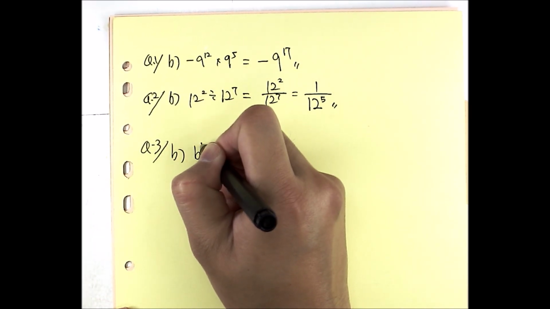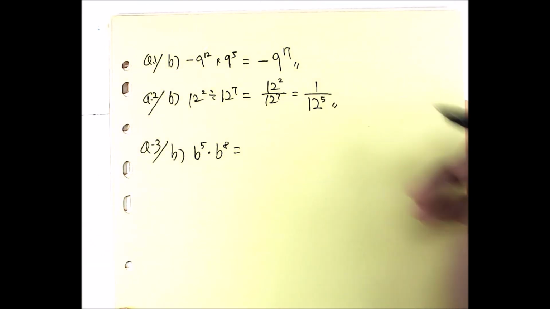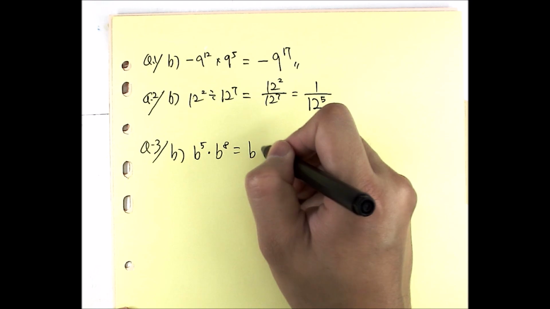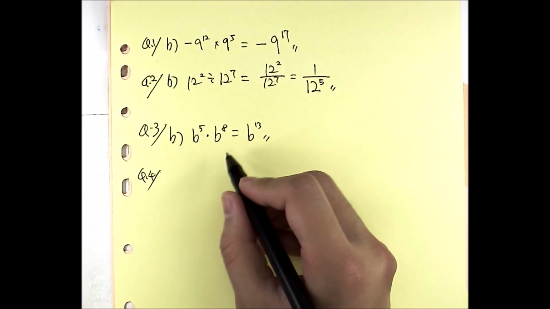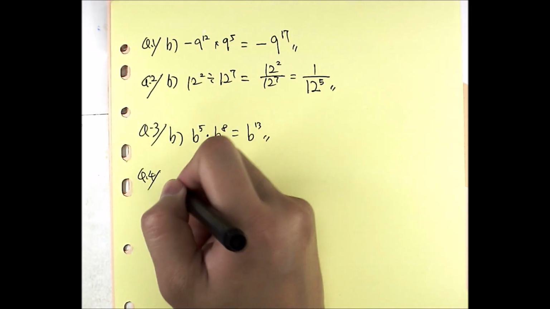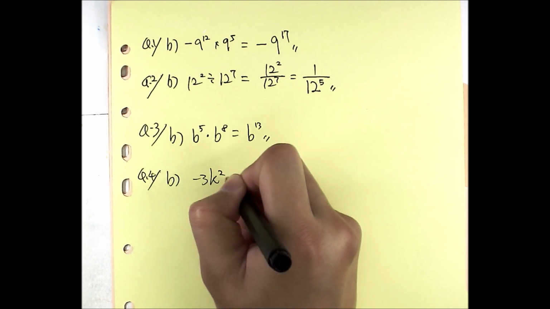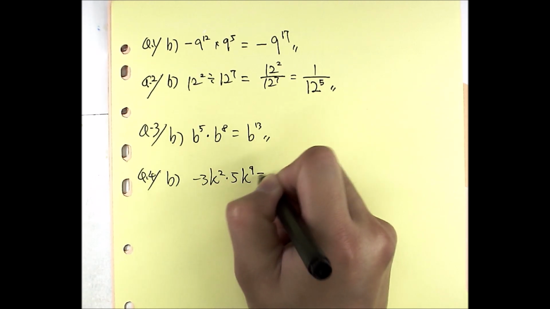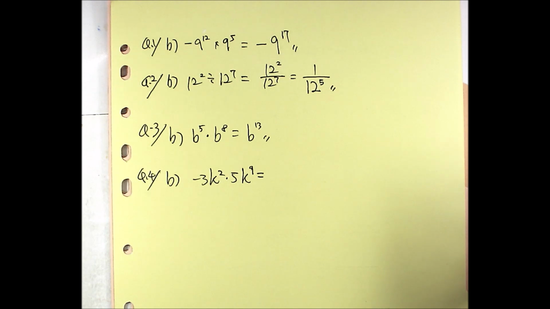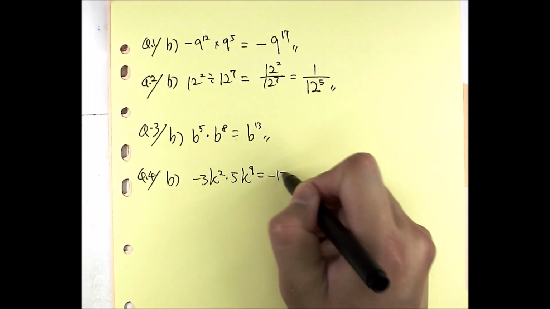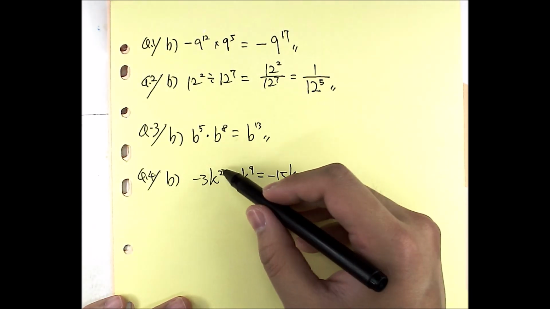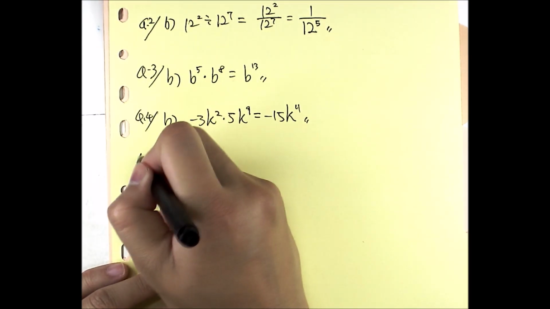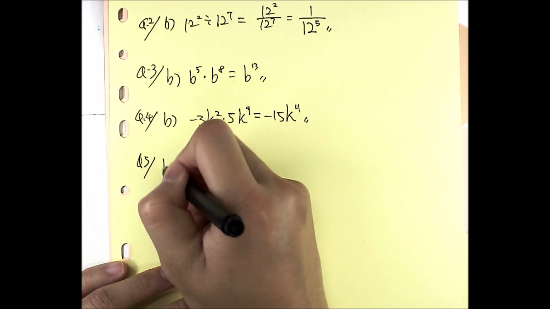B to the power 5 times b to the power 8. I think this is quite easy. Okay? B to the power what? 13. Understand? You're doing the addition. Is okay? Yes. Then next, go to 4b. Minus 3k squared times 5k to the power 9. Okay, so you do the number first. Okay, minus 3 times 5 becomes minus 15. Understand? And then keep the k. This 2 and 9 doing the addition become 11. Understand?